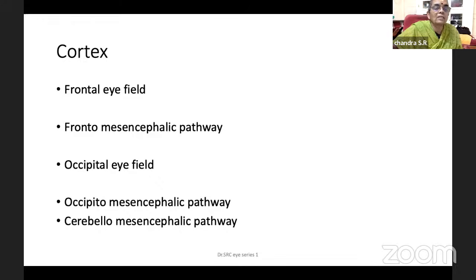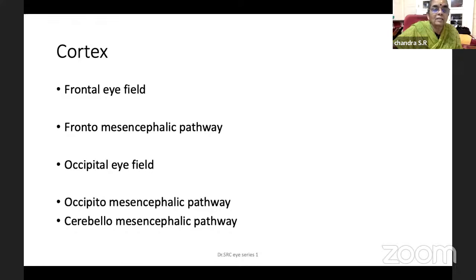Then in the cortex we have got, so we went through the elements, brainstem structures, the neural integrator, three neuron arc, and other accessory structures in the brainstem. Then we go to the cortex. You have got the frontal eye field, which is for attention related movements, and you have got area 8 and its connection to the area 6 and frontomesencephalic pathway. And you have got occipital eye field and occipitomesencephalic pathway, and you have got cerebellum and cerebellomesencephalic pathway.